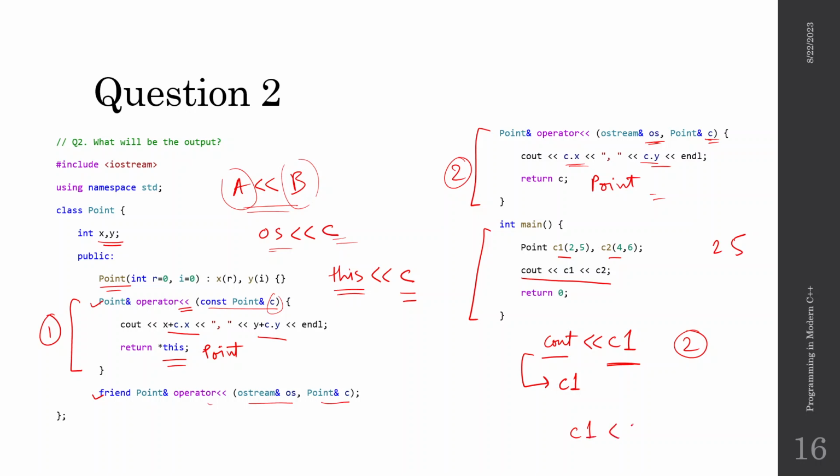Okay, now the second part of this line will be C1 output stream and then C2. Now here both the arguments left and right, wait a minute.